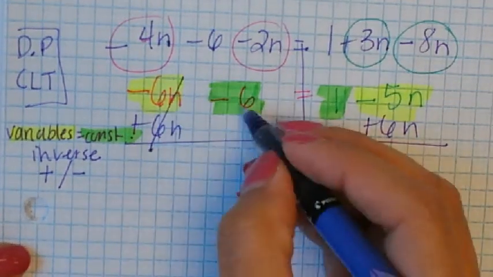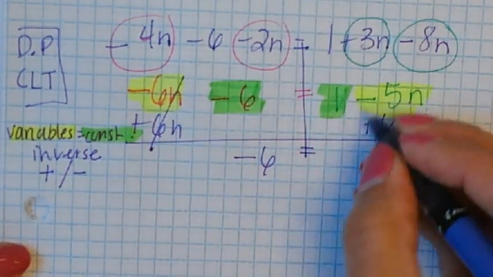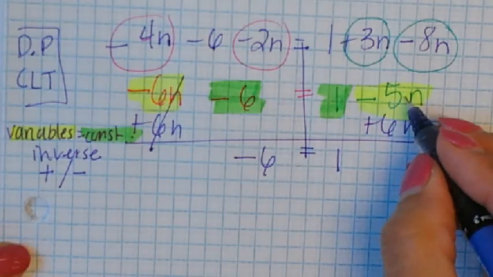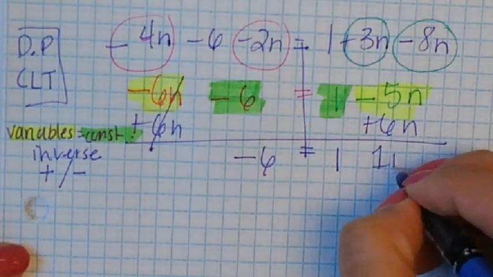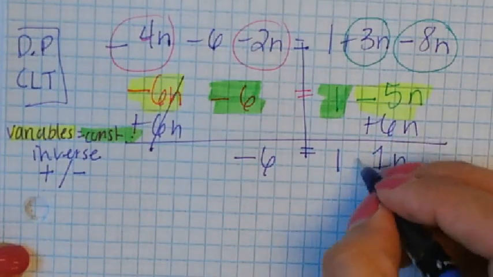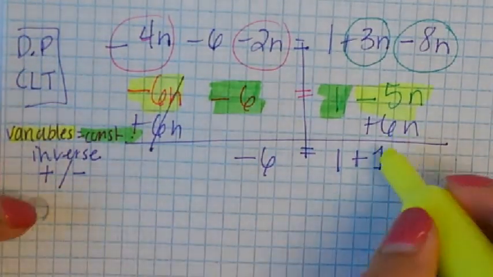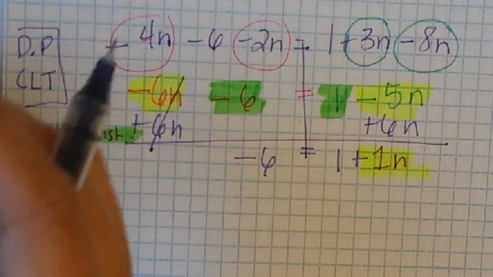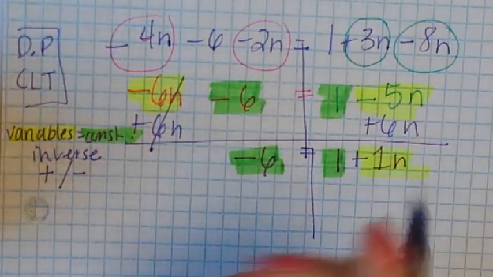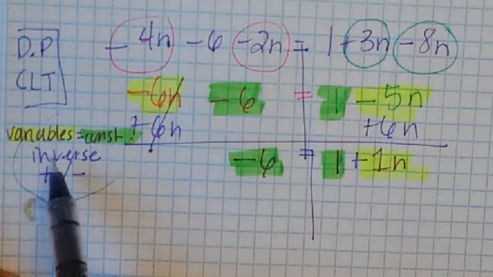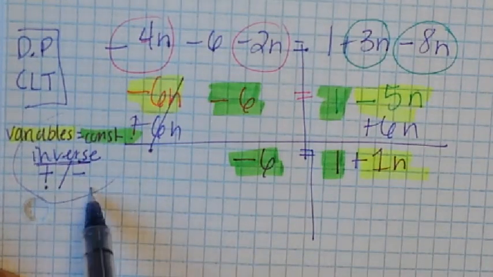So those cancel out. I have a negative 6 here. And I have 1 and then negative 5 and positive 6. Remember, when they're different signs, you subtract and then you keep the sign of the largest, in this case, the 6. Okay, so I have my variable term. My constants are still not on the same side of the equation. So I have to keep doing this inverse operation of positive and negative.